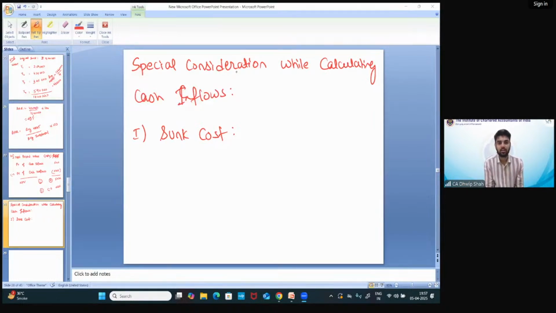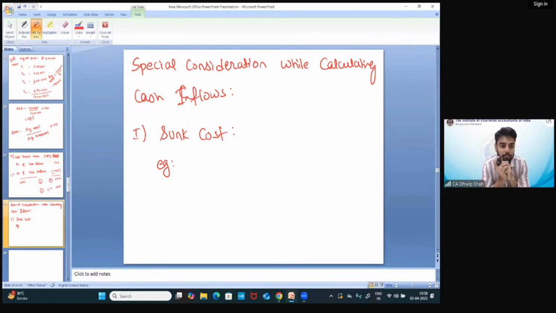Are you following? Sunk means डूबना. पैसे डूब गए means पैसे चले गए. Now whether you take that project or not, this cost has already been incurred. Following? That is sunk cost. Now let me give you an example.